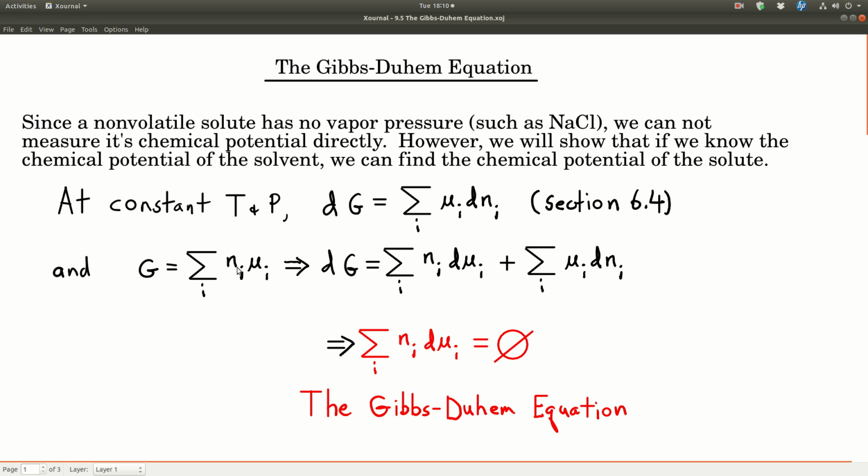So if we take the differential of both sides of this, we get dG is equal to the sum over i of N sub i d mu sub i plus the sum over i of mu sub i dN sub i. These are both equal to dG. Setting these two equations equal to each other, this term has to be equal to 0. And that is the Gibbs-Duhem equation: the sum over i of N sub i d mu sub i is equal to 0. What that says is that the chemical potentials of the species in a solution are not independent of each other.